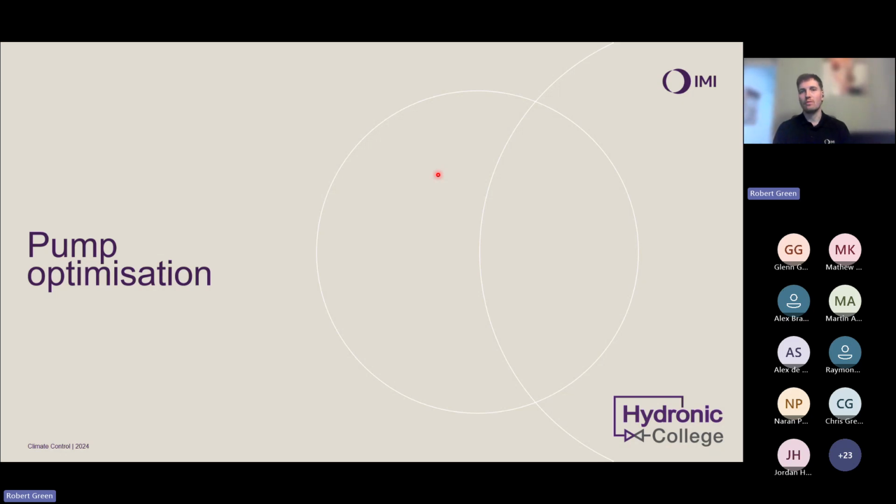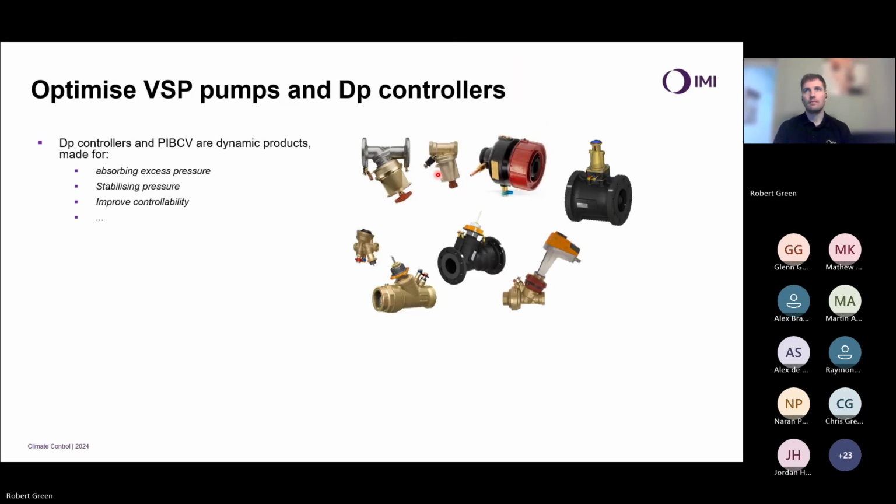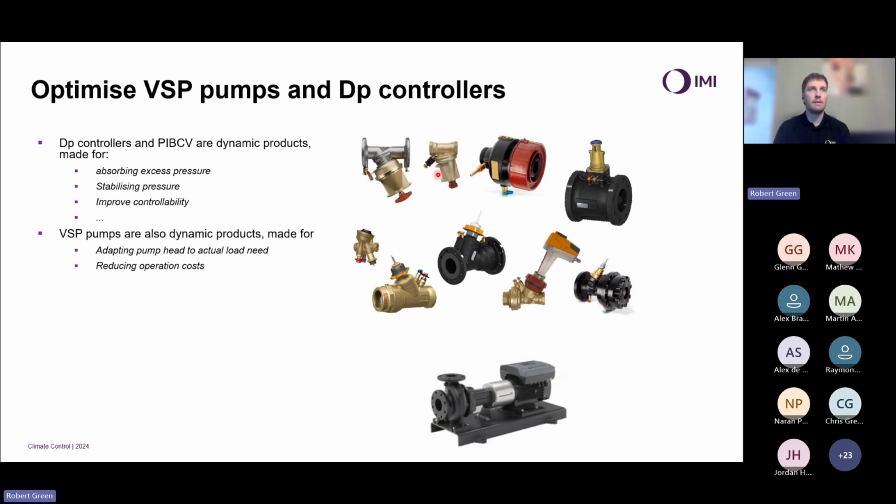It's a little bit different with a dynamic valve, because dynamically they are adjusting to change the differential pressure. So we need to make sure we are correctly adjusting, because these are dynamic products. They're made for absorbing excess pressure, stabilizing pressure, improving controllability. Variable speed pumps are also dynamic products made to adapt pump head to an actual load need, reducing operational costs.